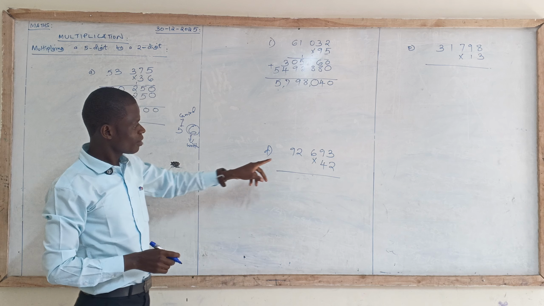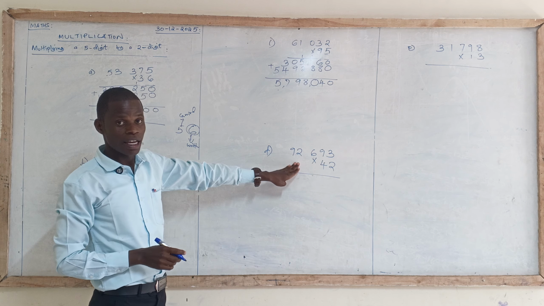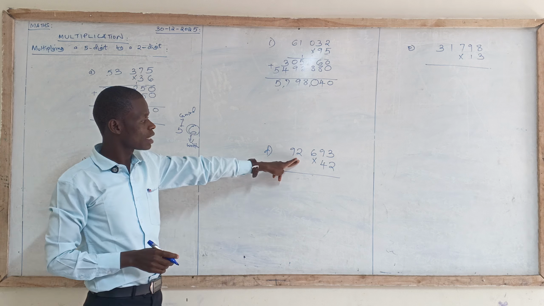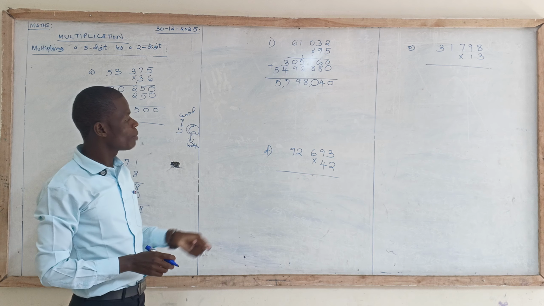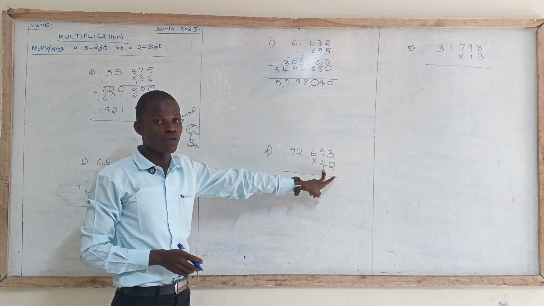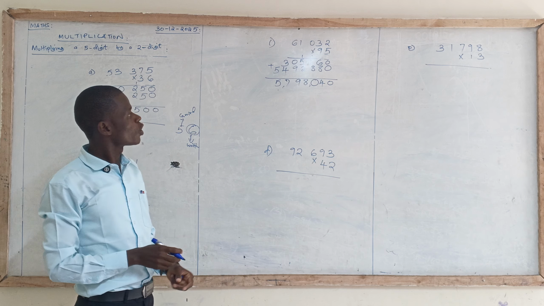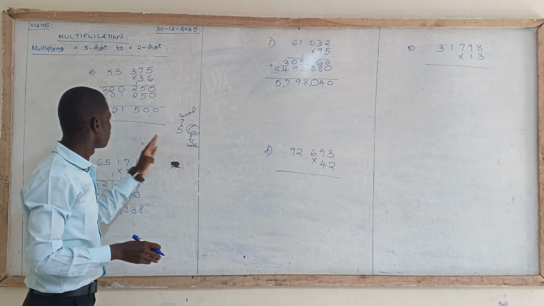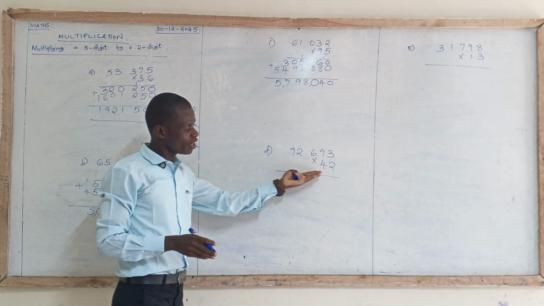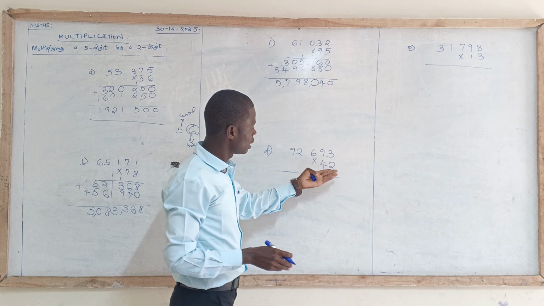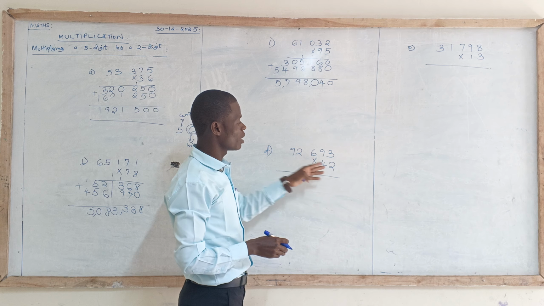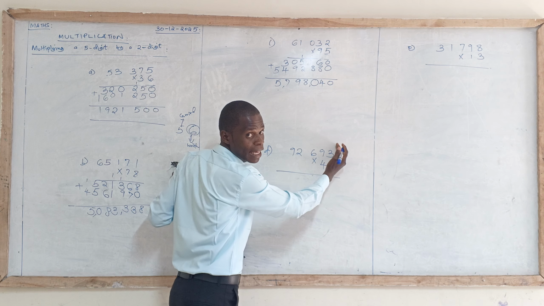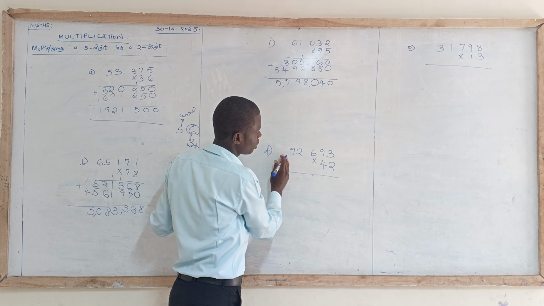Now, the next one, we have this number here. What do you have here? This 92,693. We are multiplying by a 2-digit number, which now is 42. So the procedure remains the same. Which digit are we going to start with here? We're going to start with the digit 2. So we multiply every digit here by digit 2, starting from right to left.